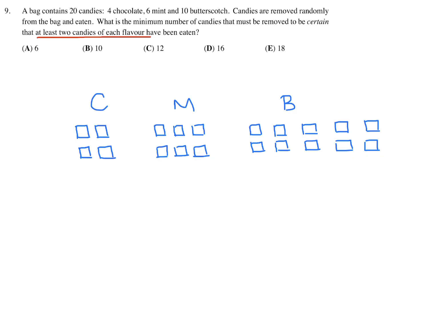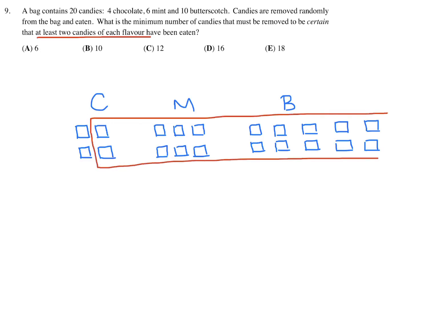The only way that you're guaranteed is if you remove all of those. And that is 10 plus 6 plus 2, which is 18. So you have to actually remove 18 of them, which is the extreme case scenario, to be guaranteed that at least 2 of each flavor have been eaten. So number 9, the answer is E.